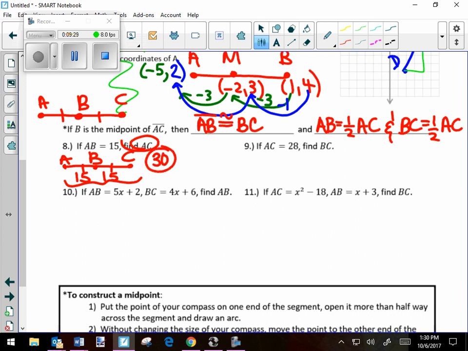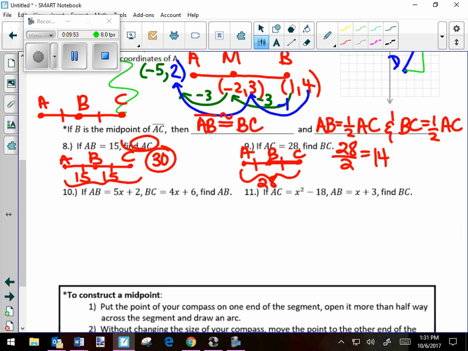In question 9, we have the same picture. We have AC. B is here. The whole thing, AC, is told to be 28. Because B is the midpoint, those two parts have to be equal. So to find BC, I'm essentially taking 28 and dividing by 2 and finding out that the one part is 14. AB would be 14 as well.